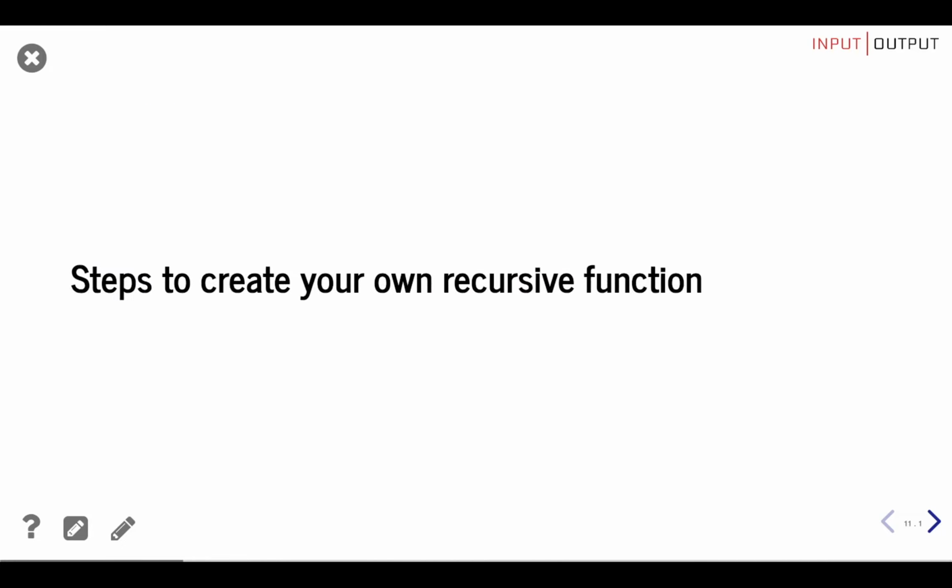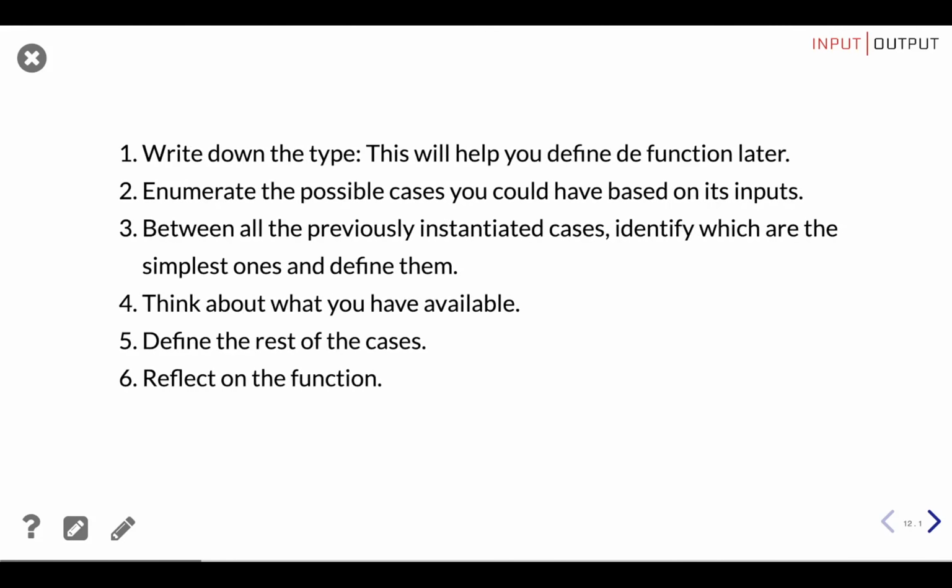Let's dive in. I prepared a slightly modified version of the steps created by the one and only Dr. Graham Hutton, renowned researcher, teacher, and board member of the Haskell Foundation. So, these are the real deal. First, as always, write down the type. This will help you define the function later, and you should always define the type first anyway, even if you're not defining a recursive function.